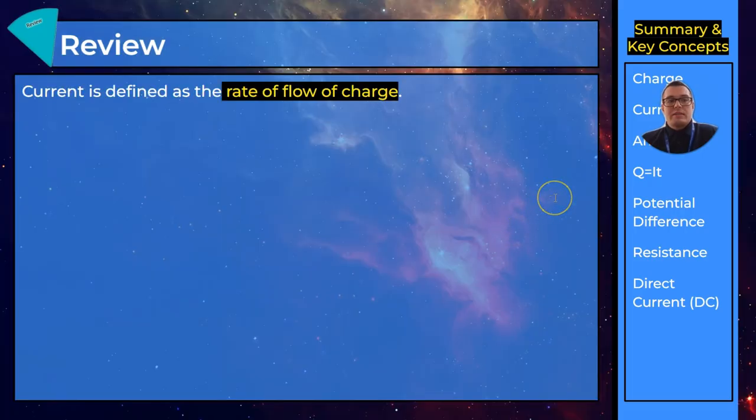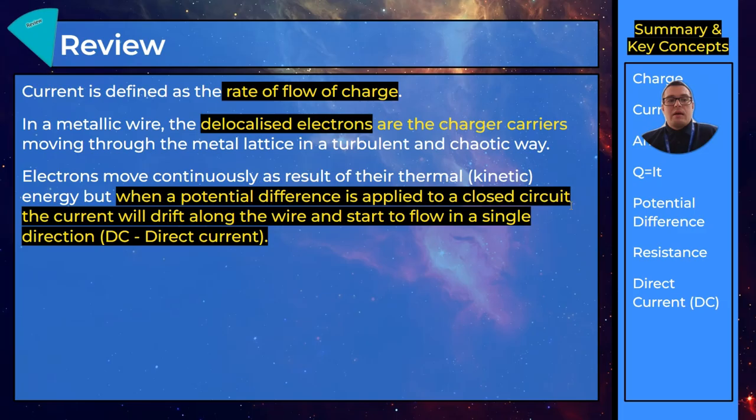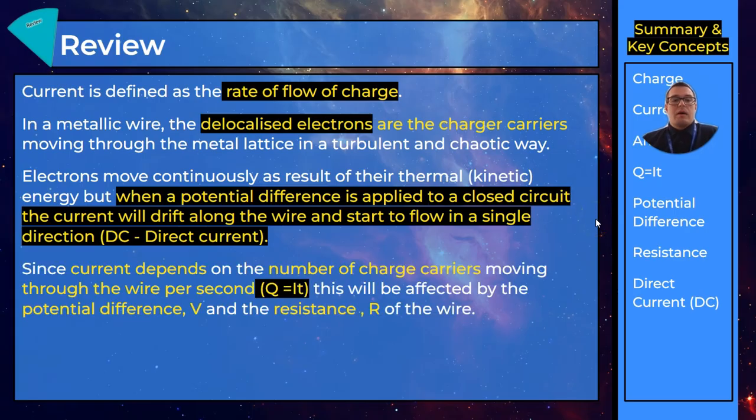Okay, so just to review what we said so far. Current is the rate of flow of charge. In a metallic wire, the delocalized electrons are the charge carriers moving through the metal lattice. Electrons will move continuously as a result of their thermal energy. When a potential difference is applied, then the current will drift along the wire and start to flow in a single direction. When current flows in a single direction, that is DC current.